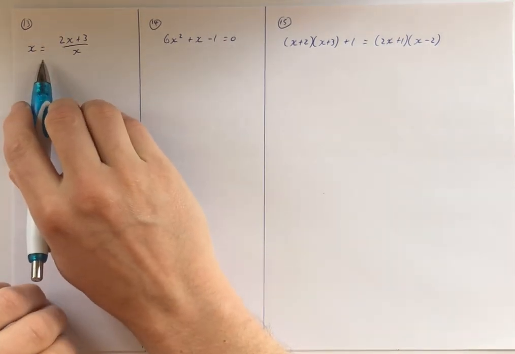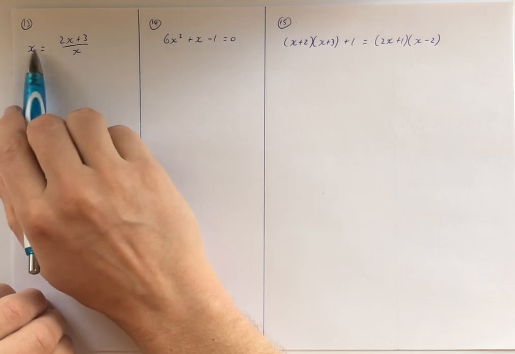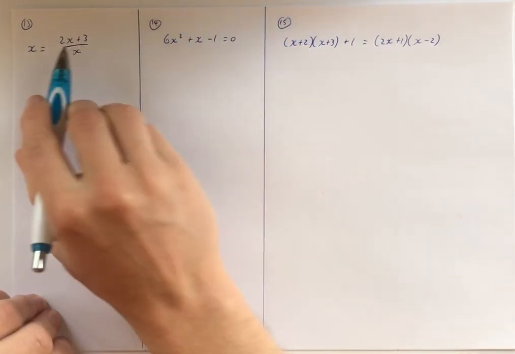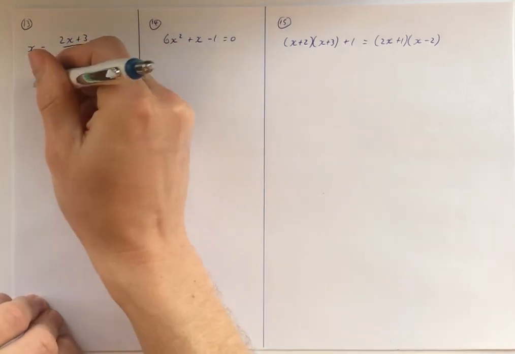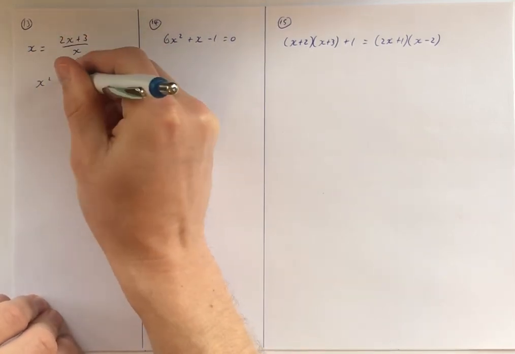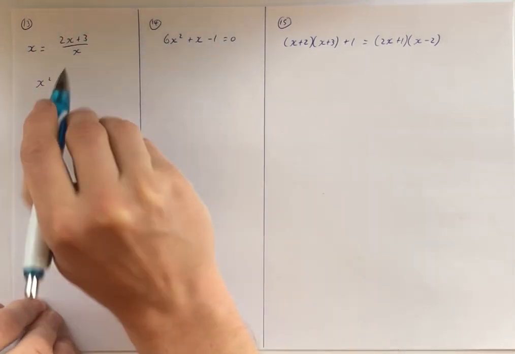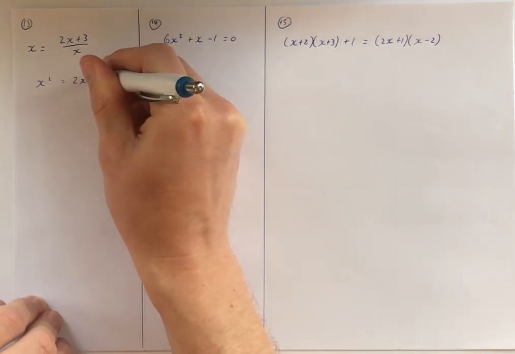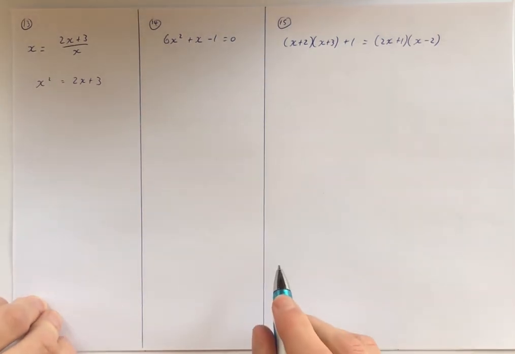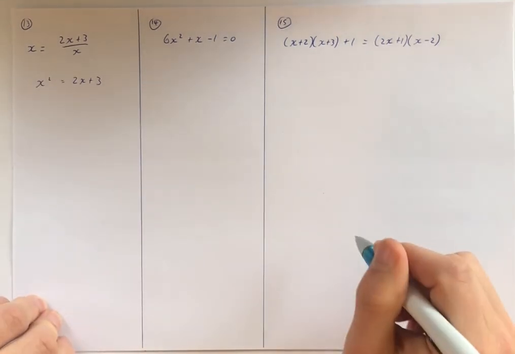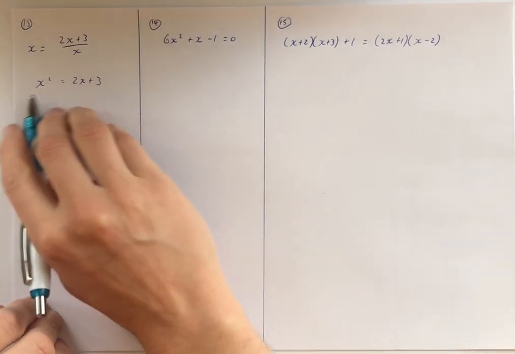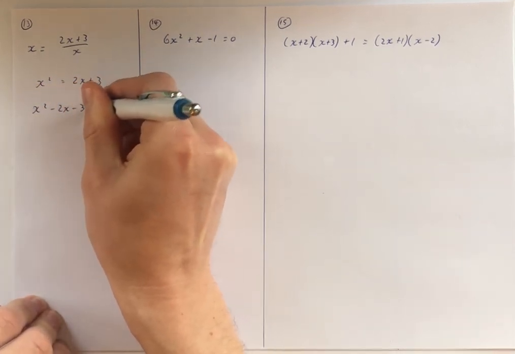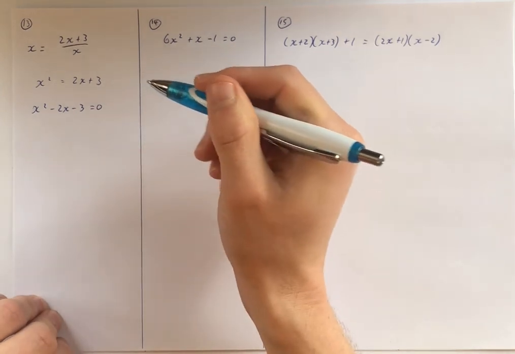This question 13 is a little unique. We're going to have to do something to both sides of the equation to get rid of this x in the denominator. So we're going to multiply both sides by x. That's going to give x squared on the right hand side, and on the left hand side it's going to cancel the x in the denominator. There we go. That was pretty easy. Now it's just like question 1. We're going to subtract 2x and subtract 3. It's now equal to 0.